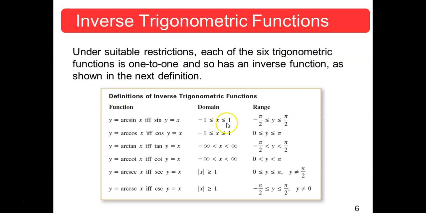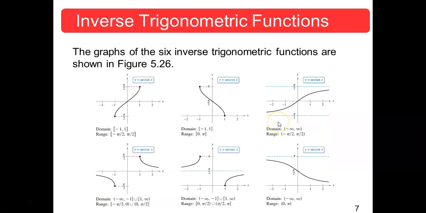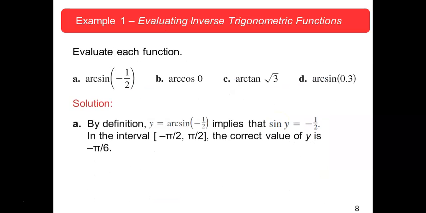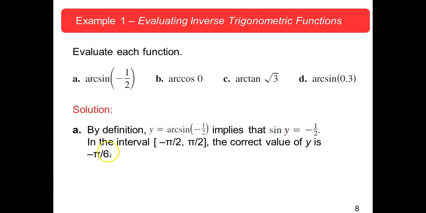However, we want to find one such that it's in this interval. So I want to find a y such that minus pi over 2 is less than or equal to y, less than or equal to pi over 2. So it needs to be in that particular interval. Then there's only one angle that's going to be in that interval, and that angle is minus pi over 6. You can find that from looking at your unit circle.